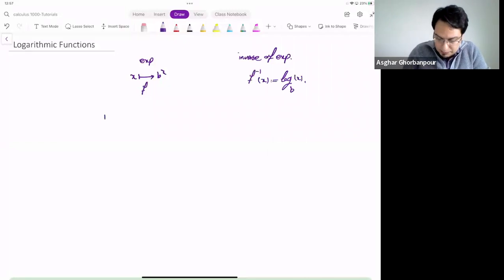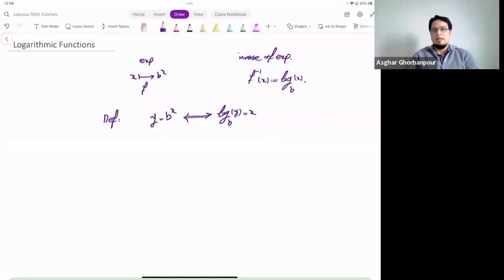In other words, the precise definition is this: y is equal to b to the power x if and only if log of y base b is x. When someone asks you what is log of y in base b, you're trying to find the number that, when you put it in the exponent of b, gives you y. That is exactly the value of the log.